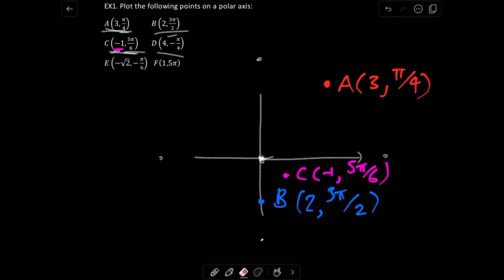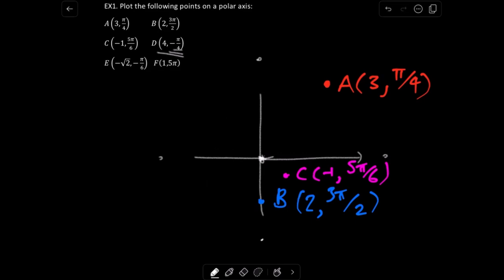So we have D, that is 4 and minus pi over 4. So what happens now when we get negative angles? This is how we're going to plot D. So like I said, start with the angle. Positive angles are measured this way, anti-clockwise. Negative angles are now measured clockwise. So if I had to plot positive pi over 4, it would be here. But because that's a positive angle, if I'm going to plot a negative angle, then I'm going to go clockwise.